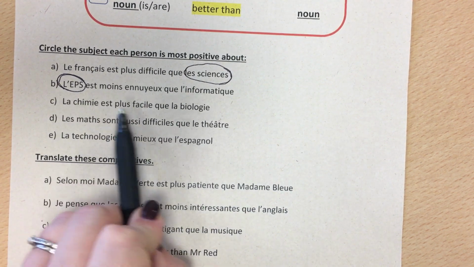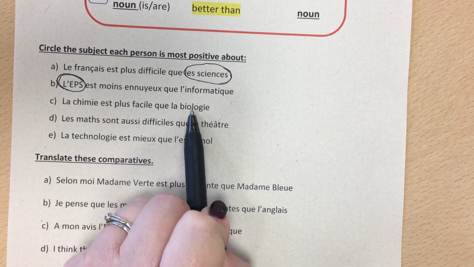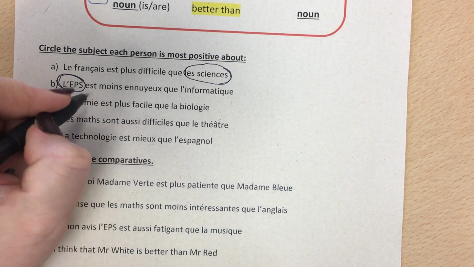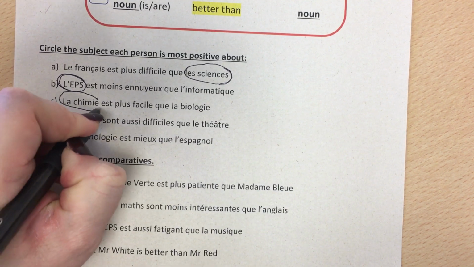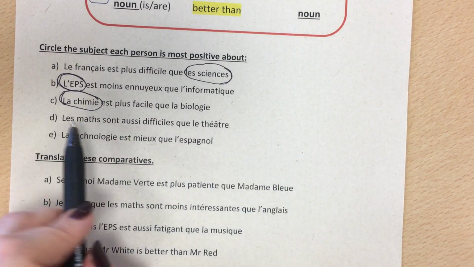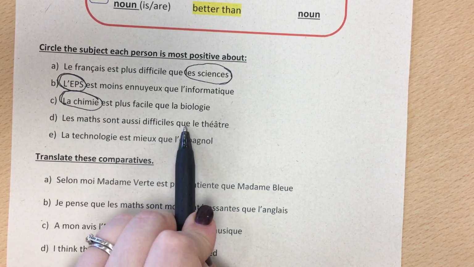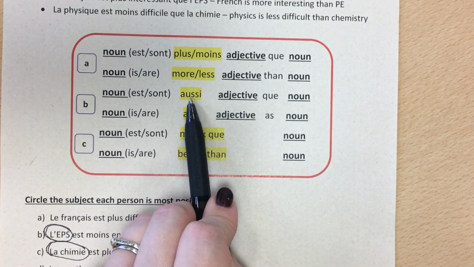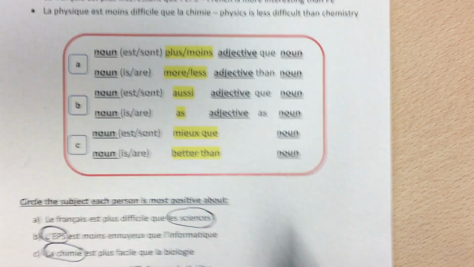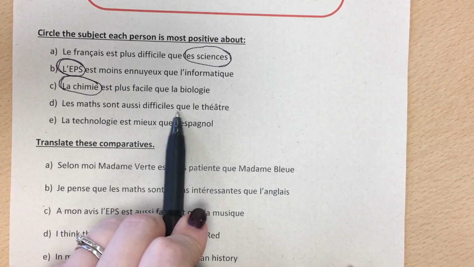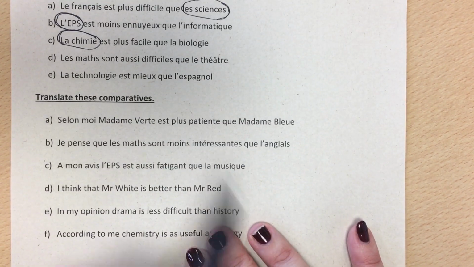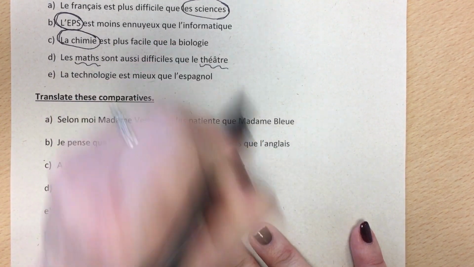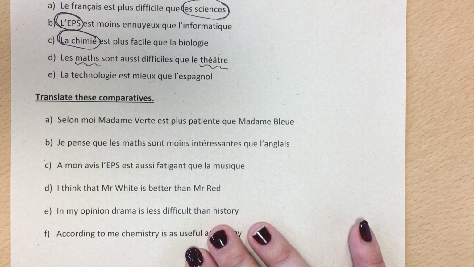Here we've got "chemistry is more easy than biology," so chemistry is easier than biology. Plus facile, so they obviously are more positive about chemistry because they think it's easier. Here, les maths sont aussi difficiles que le théâtre. Aussi means "as." So maths is as difficult as drama. In this case, they are split on both. They think that maths and drama are the same.